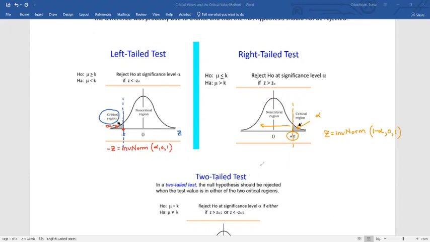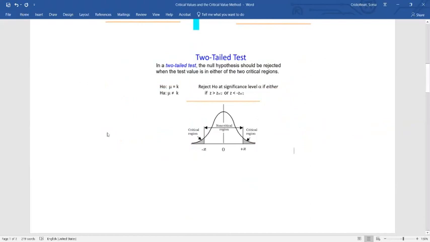Now, for a two-tailed test, this is what happens, and you should be familiar with this because we did that when we constructed confidence intervals for the mean and for proportions. Right here, we will have two critical values, one negative, one positive, and alpha will be split in two. So right here, we have an area which is alpha over 2. You see the two critical values and the notations. If the test statistic falls in a critical region, we will reject the null hypothesis.